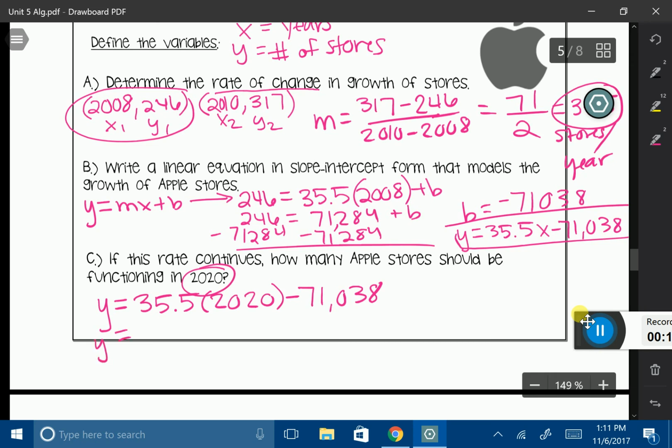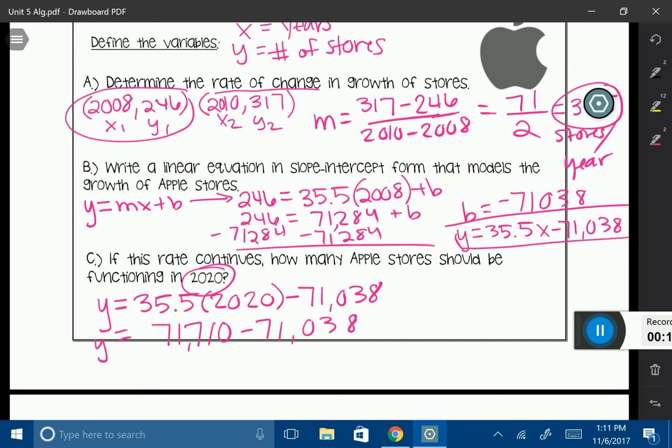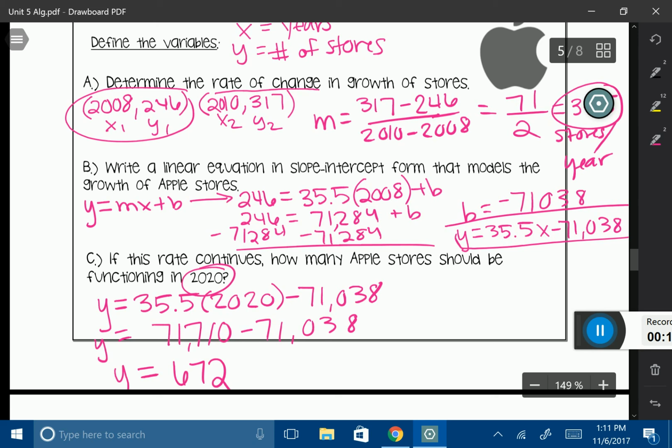All right, I'm going to simplify this down. That's going to give me 71,710 minus 71,038. All right, and if I simplify that down, y is going to be 672. Well, 672 what? Well, Apple stores, right? So in 2020, there should be about 672 Apple stores if it continues at this constant rate.